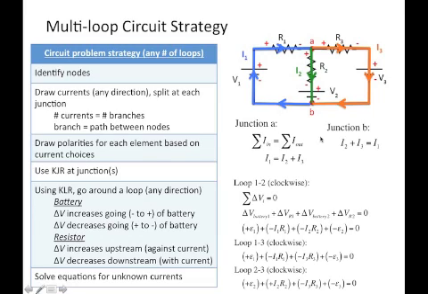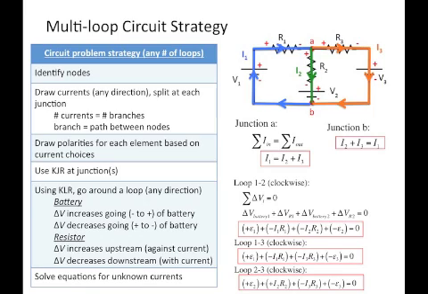We can do the same thing around loop 1 and 3, that's going around this outer side. Or we can go from 2 to 3, around this right side of the circuit. So there are 3 different loops that we can choose. Now it turns out we only need 1 junction rule and 2 loop rules, and that is all that we need to solve this, but we have 5 choices to choose from.